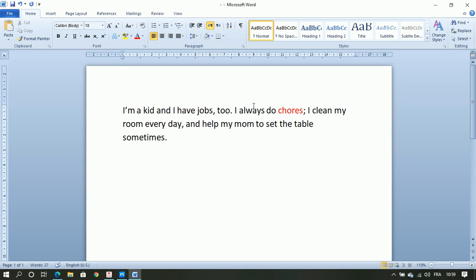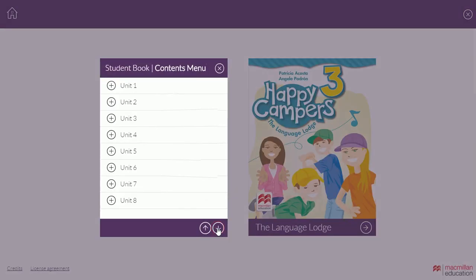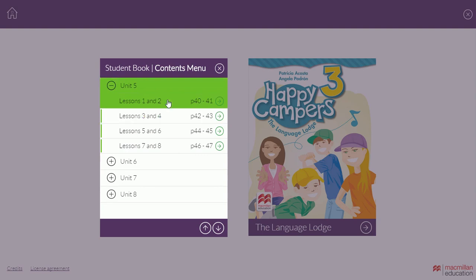As you see here, every day, always, sometimes, these are adverbs of frequency. So, as you see here, I am investing the unit language. Invest, like the French l'investissement. Invest in English, the verb invest. Okay? I clean my room every day and help my mom to set the table sometimes. To set the table, to organize the table before eating. I will show you a picture about chores activities.